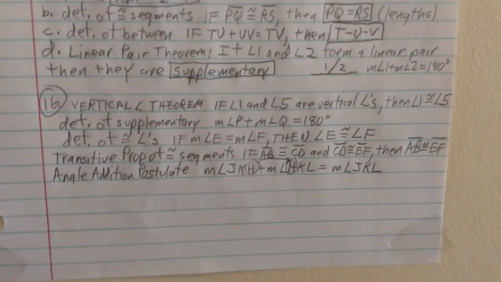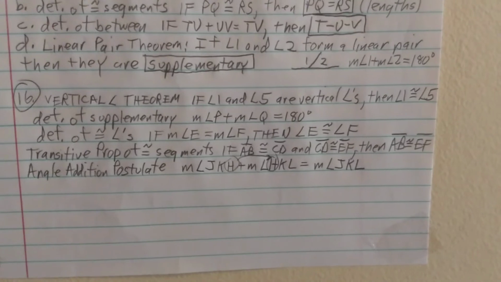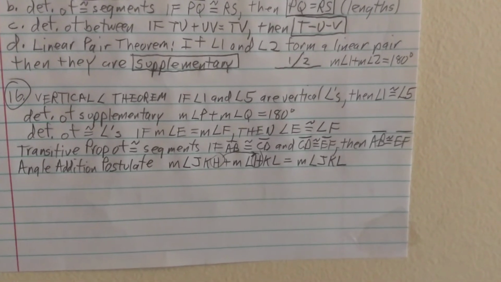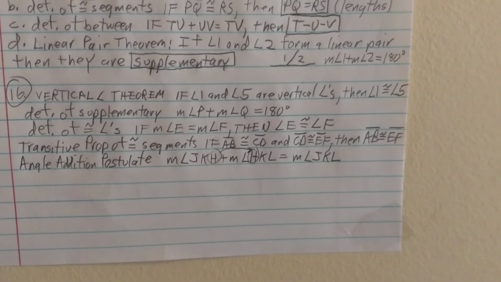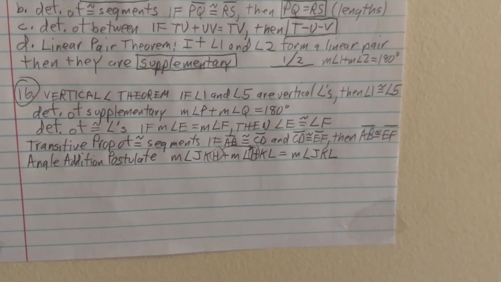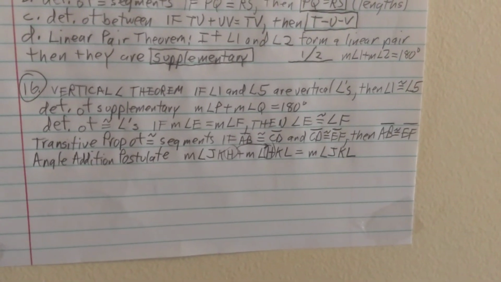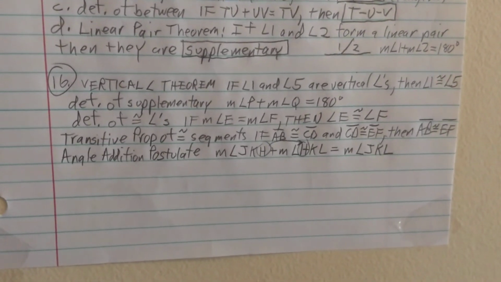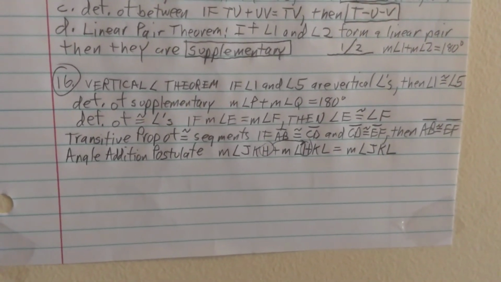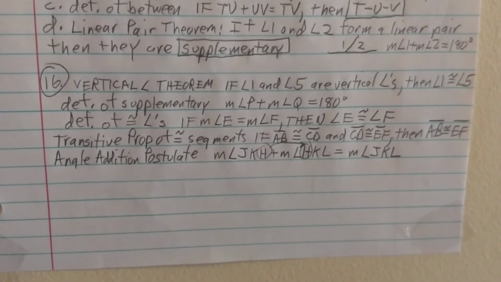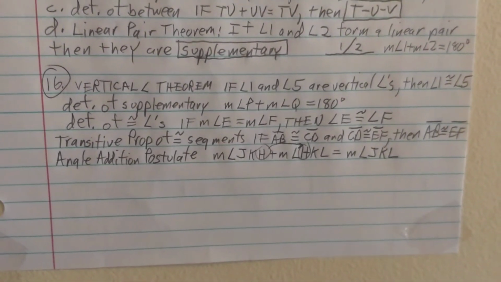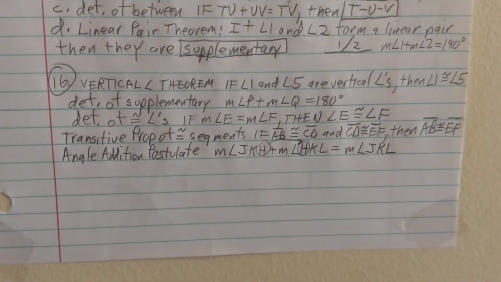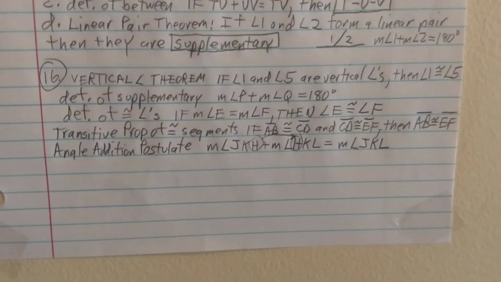And then for 16, we have the vertical angle theorem. If angle 1 and angle 5 are vertical angles, then angle 1 is congruent to angle 5. Definition of supplementary, measure of P plus measure of Q is equal to 180. Definition of congruent angles, if measure E is equal to measure of angle F, then angle E is congruent to angle F.